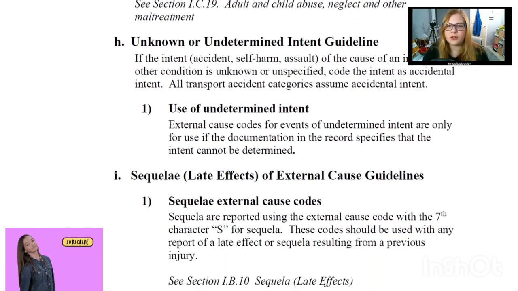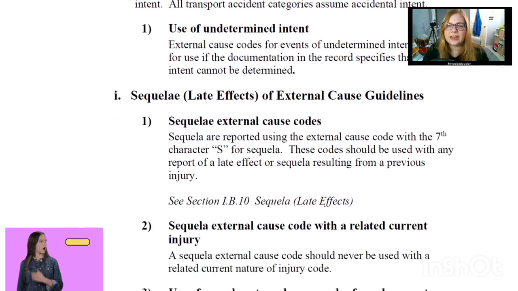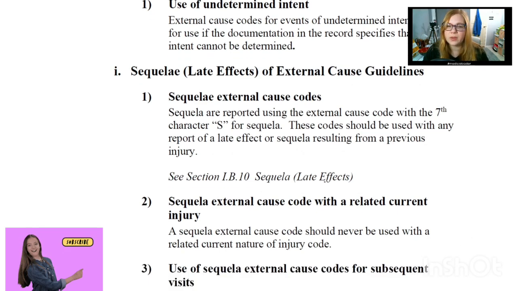Use of undetermined intent. External cause codes for events of undetermined intent are only for use if the documentation in the record specifies that the intent cannot be determined. Late effects of external cause guidelines. So sequela of external cause codes. Sequela are reported using the external cause codes with the 7th character S for sequela. These codes should be used with any report of a late effect or sequela resulting from a previous injury.